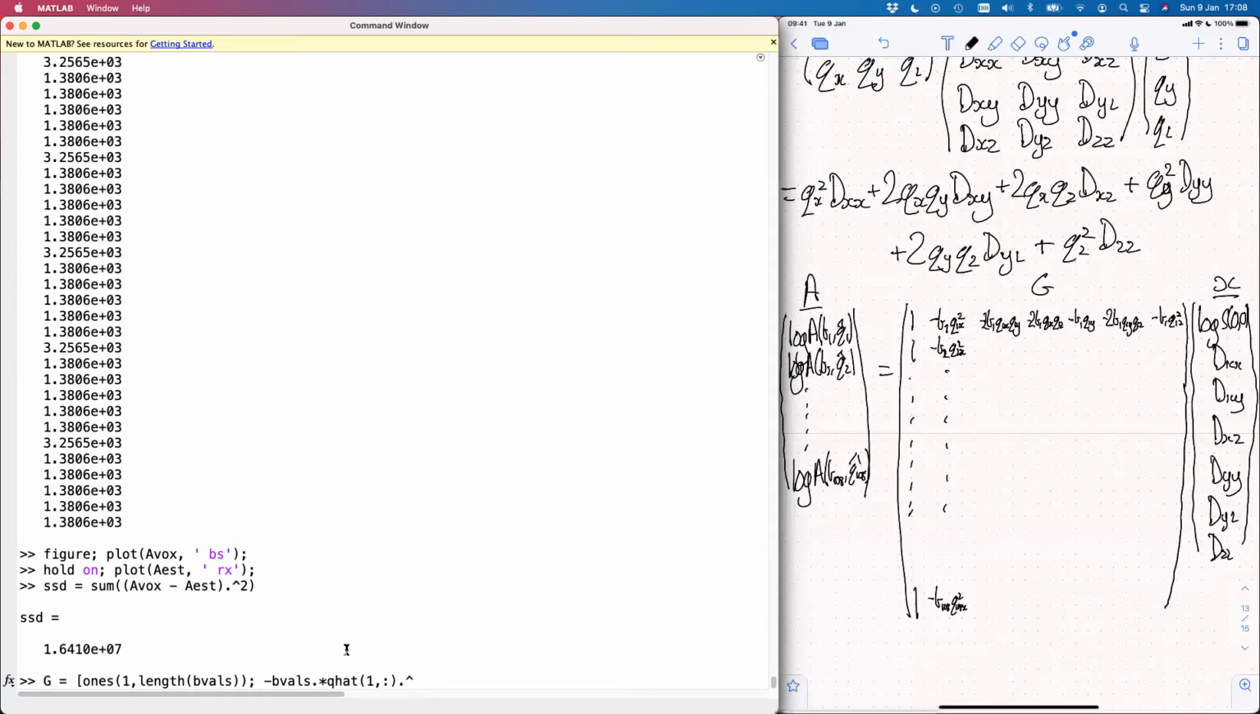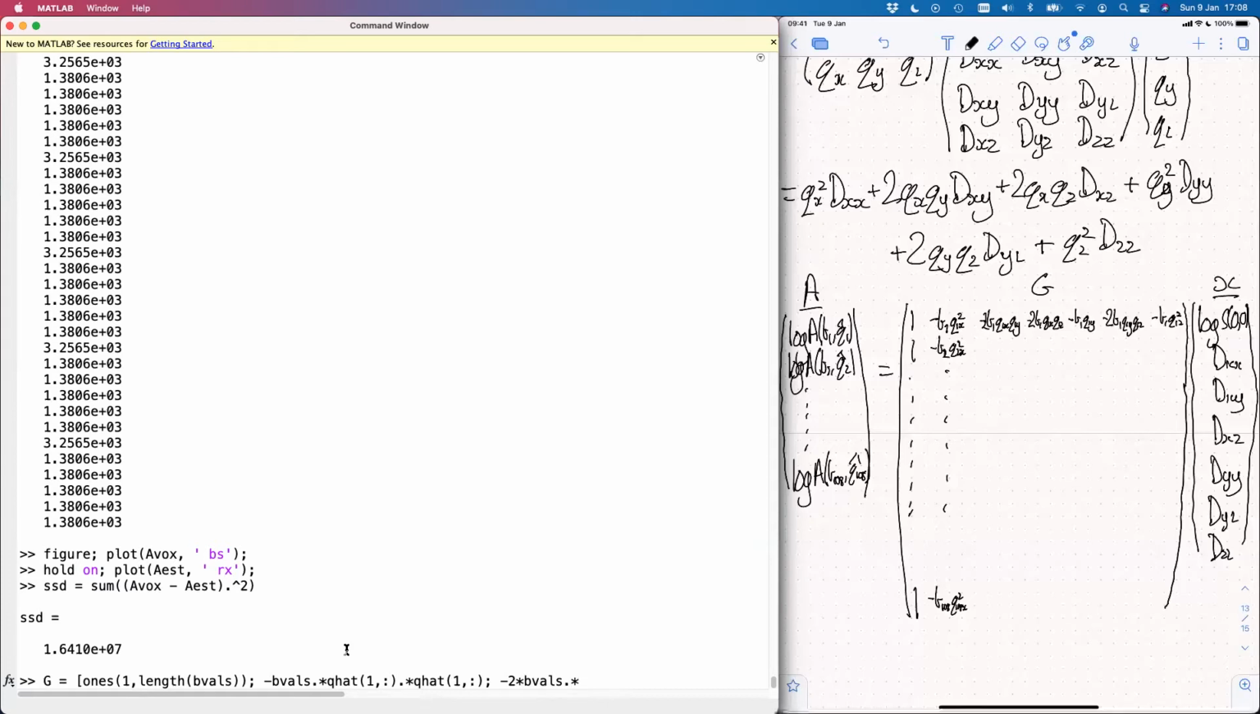So I can get this column simply by multiplying the list of q hat x coordinates with the list of b values. So that's that. Actually, I won't do the square. I'll just write it out fully like this, just to make it clearer. So that's that second column. Then the third column will be minus 2 times b vals dot times.